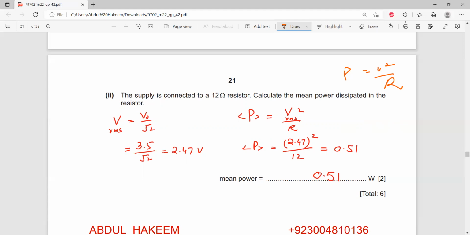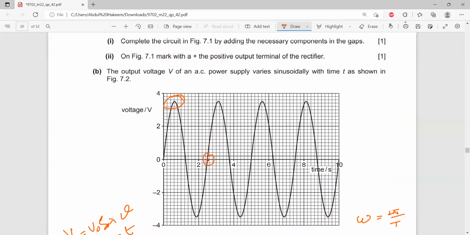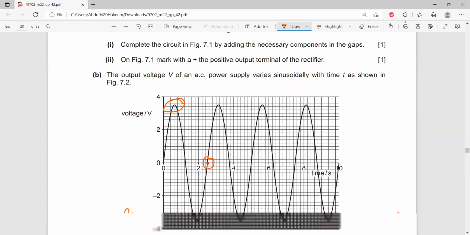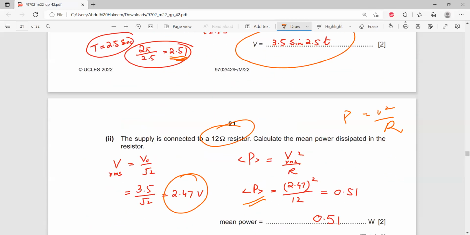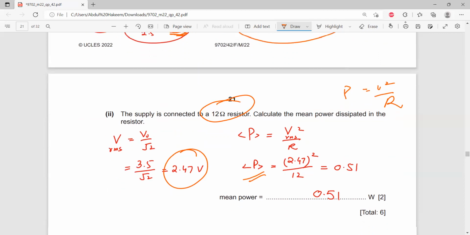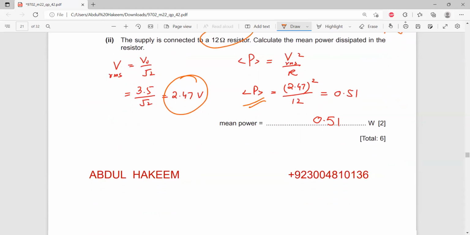And RMS voltage is peak voltage divided by √2. We have written there, peak voltage is 3.5 divided by √2. So this is the value. So the mean power, 2.47 square divided by the resistance, across which it is connected, is given here. It's 12 ohm. So divided by 12, it's coming 0.51 watt. So this is another question. Now move to the next question.